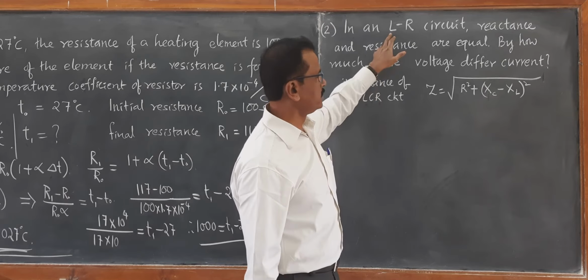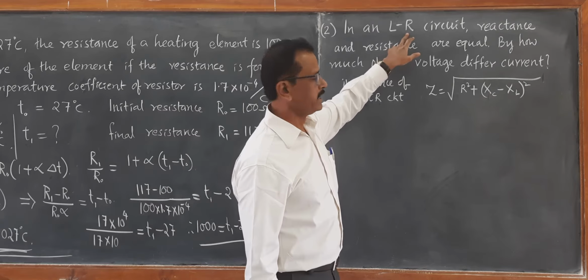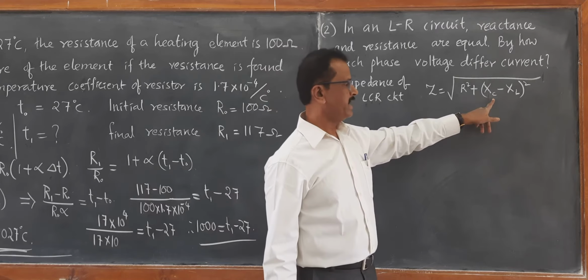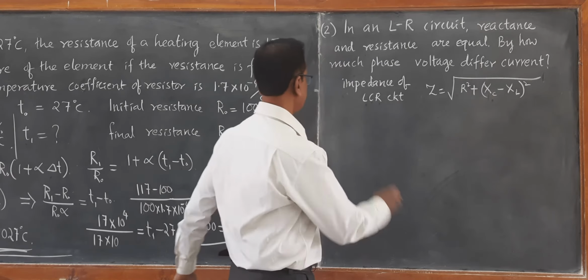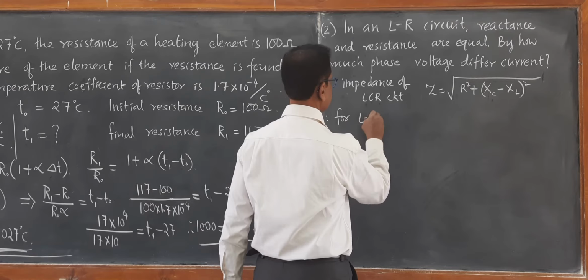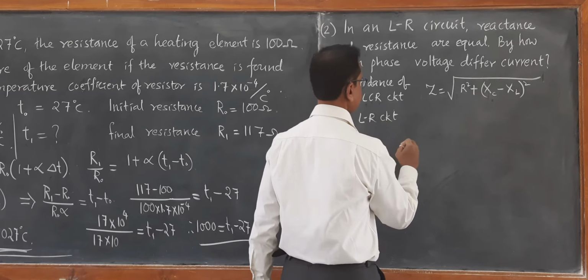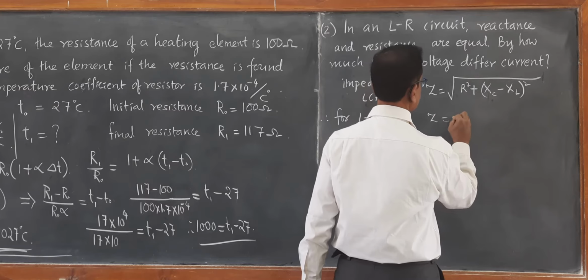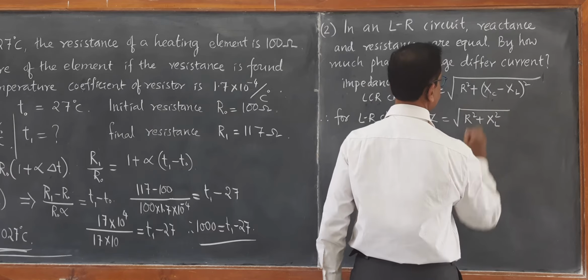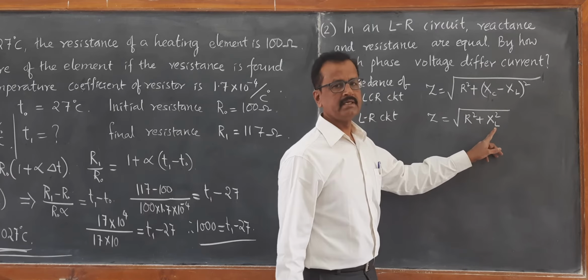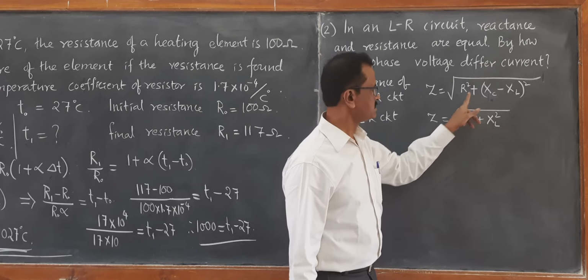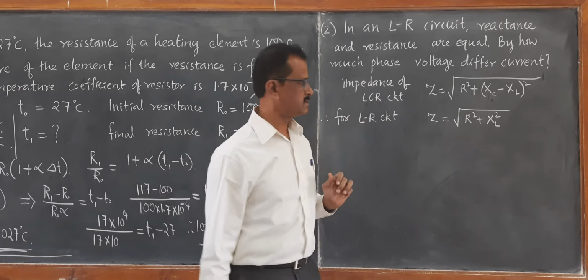But in this problem only two are there, L and R. So there is no question of capacitor. So XC will not be there. Therefore, for an LR circuit, Z becomes equal to square root of R square plus XL square, where XL represents inductive reactance, XC represents capacitive reactance, and R is resistance.